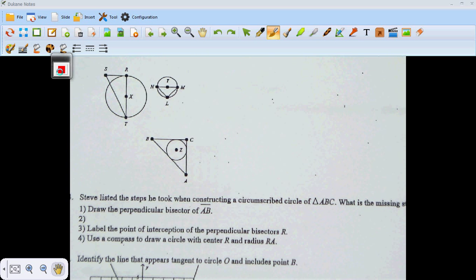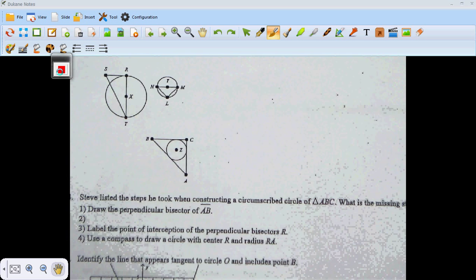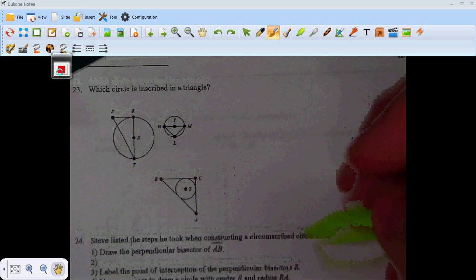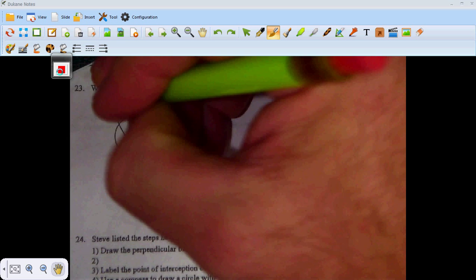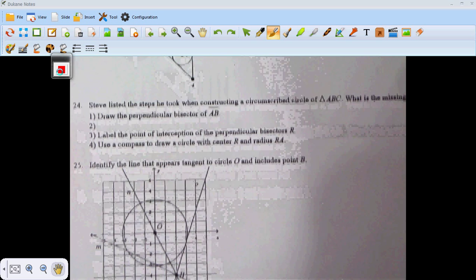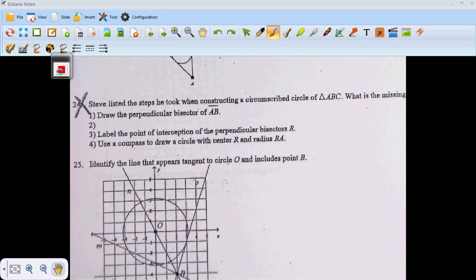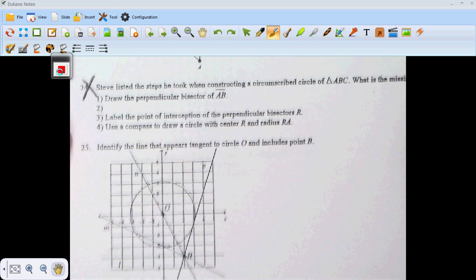All right, starting at number 23. Okay, 23, you're going to skip. Don't worry about it. Well, I didn't get around to teaching that concept that well. 24, skip as well. Okay, 25.